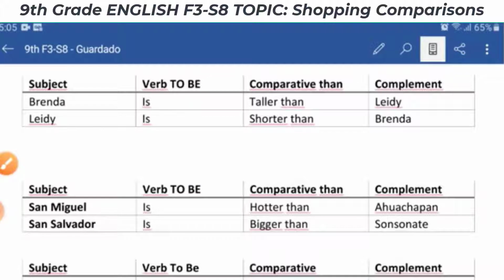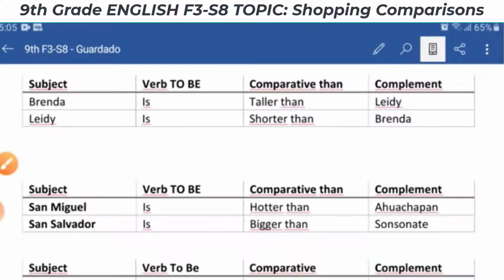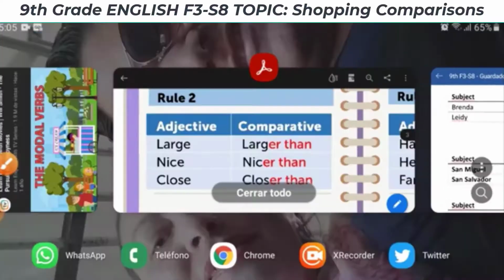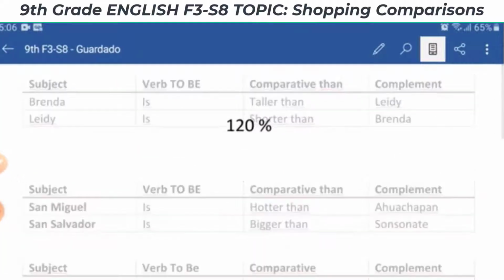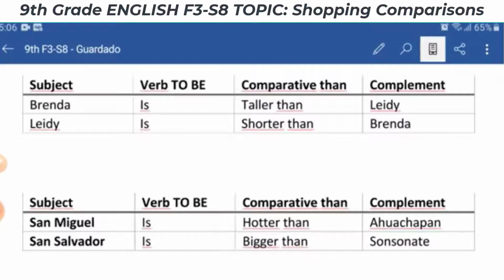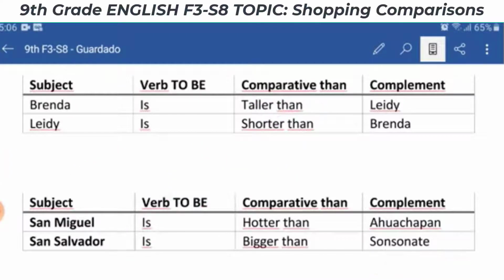Yes? So, for example, you compare Teacher Mary, yes? And you can say Teacher Mary is shorter than Teacher Brenda. Yes? Also, you compare Teacher Rodrigo, yes? Teacher Rodrigo is taller than Teacher Lady, for example, okay? So, you add ER, añades la ER, yes? You add ER to the adjective para hacerlo comparativo, yes, el adjetivo es tall, alto, yes, y le añades la er, taller, más alto, más alta, than, que.